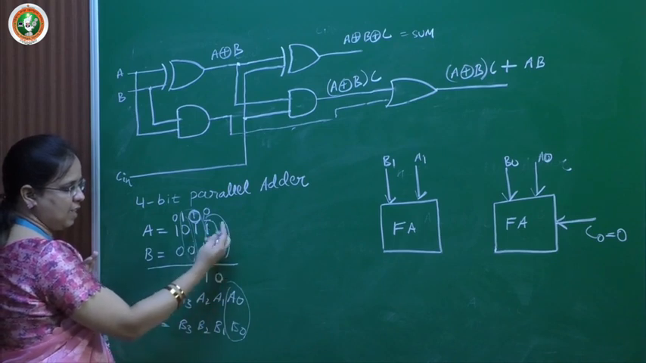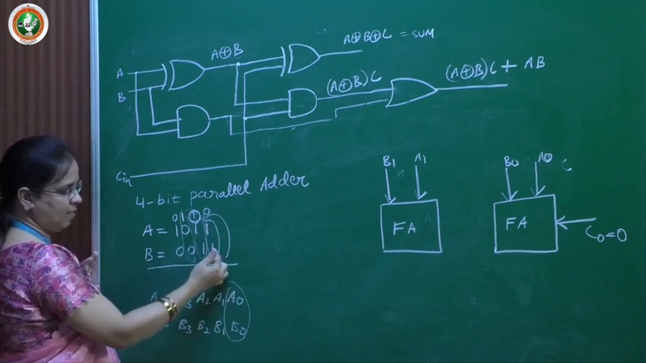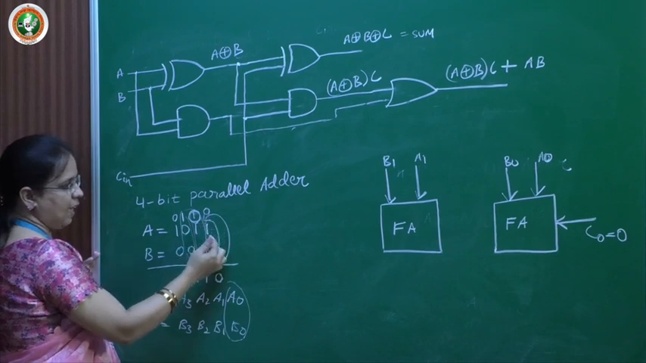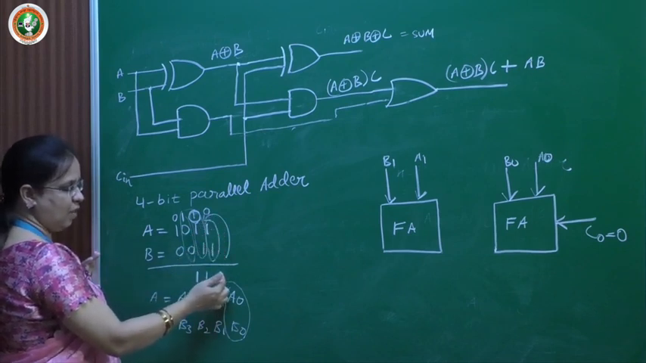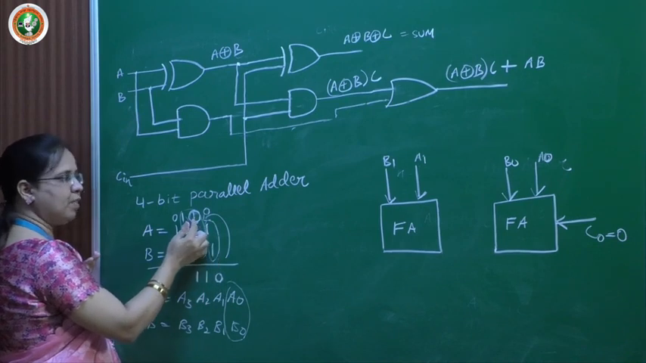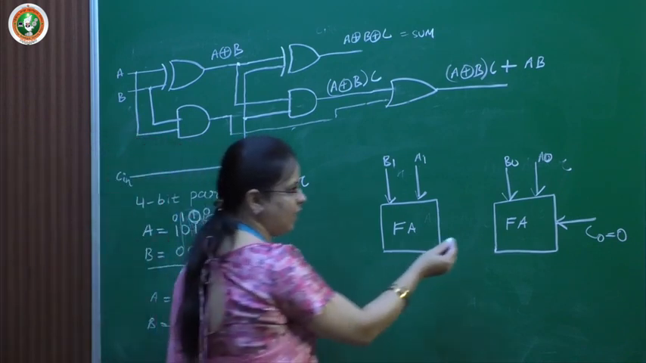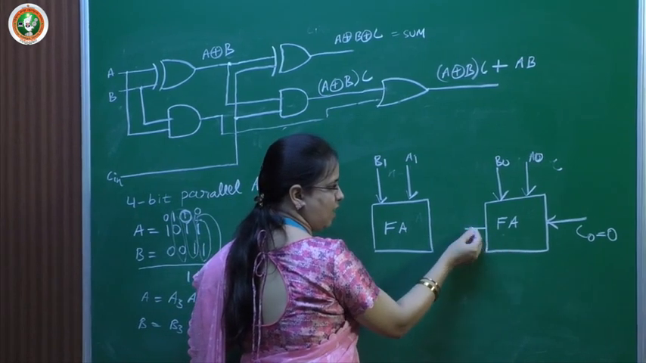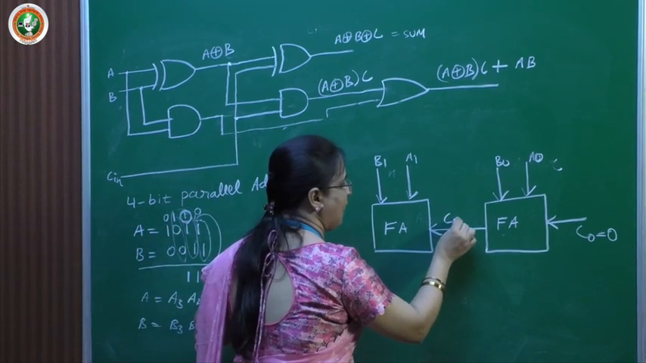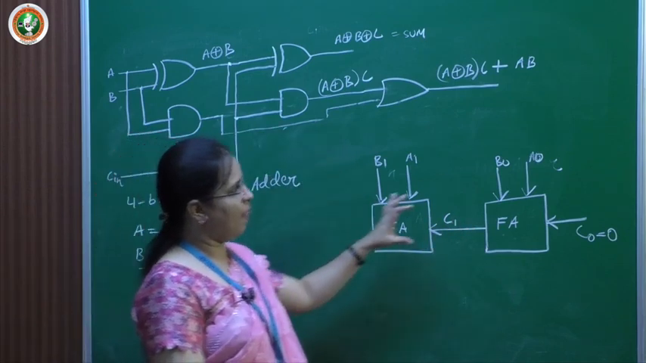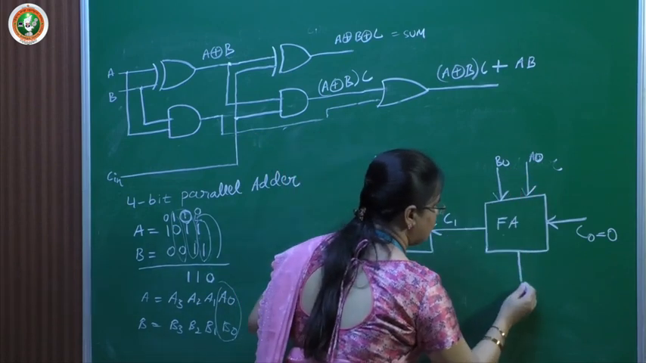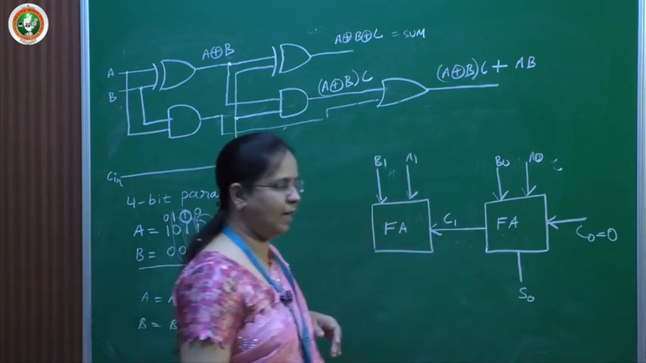Whenever we are adding this rightmost bit, I have added 1 plus 1 and this carry in is assumed as 0 for simplicity. And when I add 1 plus 1, I am getting sum as 0, and the carry generated from this full adder will be given as input to the next full adder. For this I am giving the name C1. I hope you have got this point. We are adding the rightmost bits, and the rightmost bit sum will be generated. We are giving it the name S0.